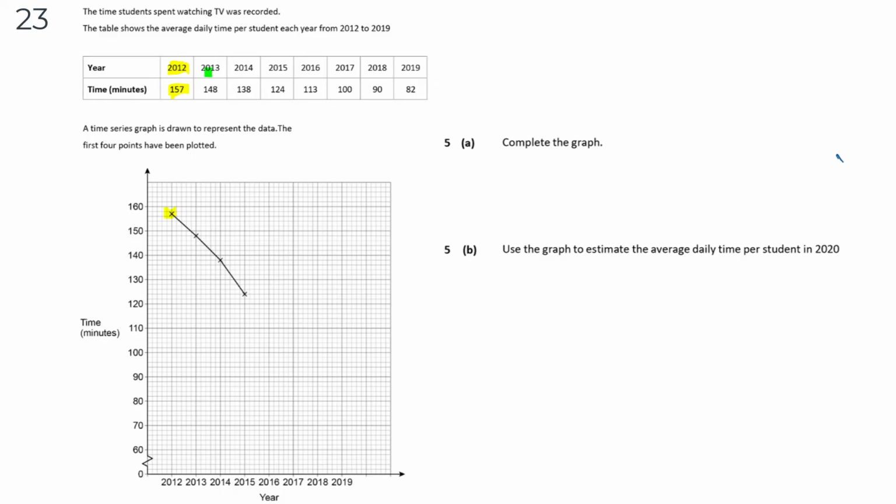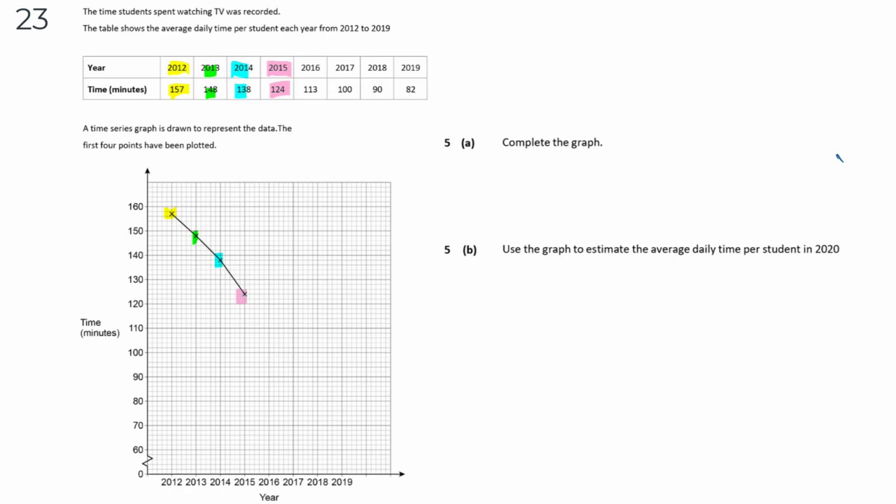And then we've got 2013, which has been plotted here at 148. And then I've got 2014 that's been plotted here. And I've got 2015 that's already been plotted here. So I need to plot 2016 up to 19 onto the graph. Okay, so if you have a look at the scale, it's going up in tens, and I've got 5 divisions between each main scale point. So between 60 and 70 you've got 5 little squares, so each one of those must be 2.